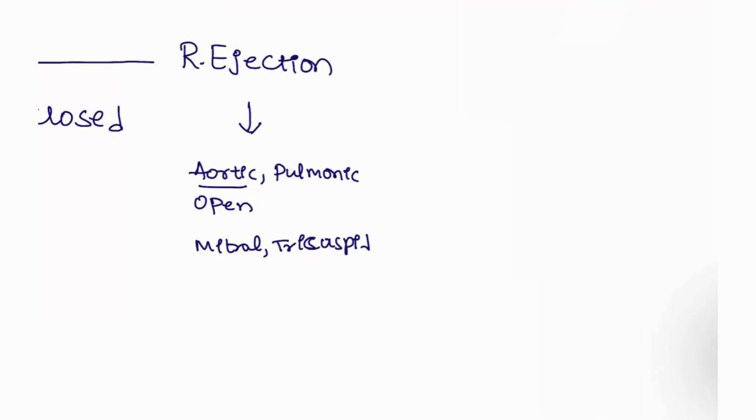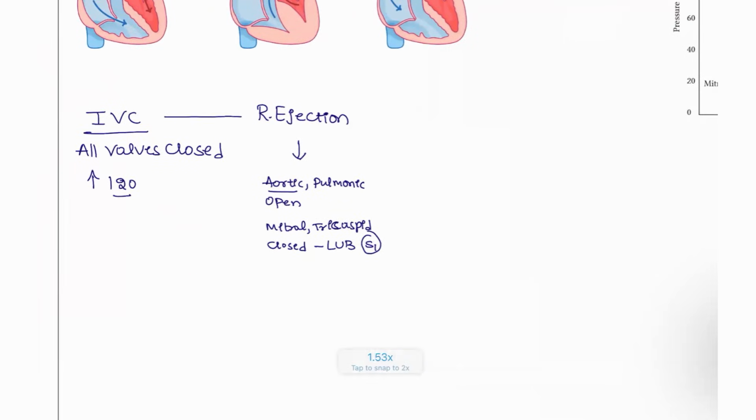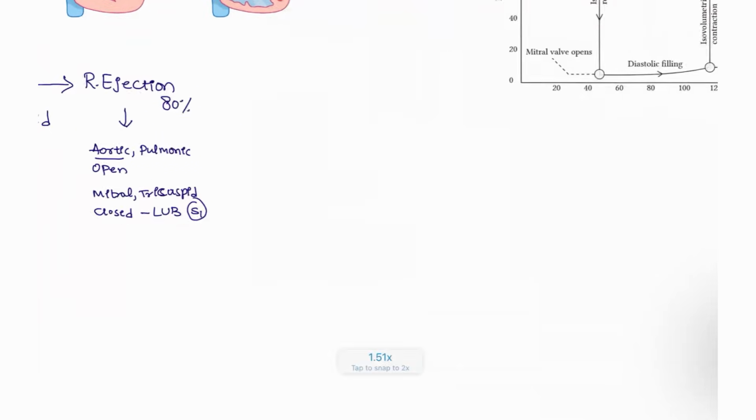So when these two valves close, they make a sound. That sound is known as lub. The S1 sound is produced here. Most of the blood, about 80%, is ejected by the rapid ejection only. Next, it will be continued by the slow ejection, which will be carried on.